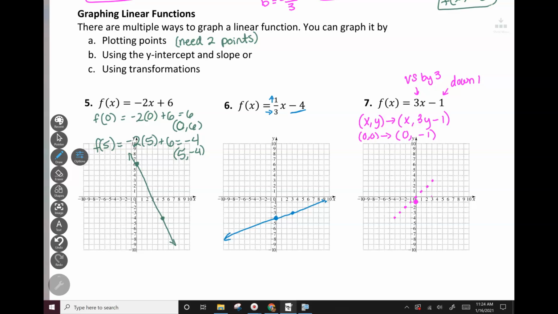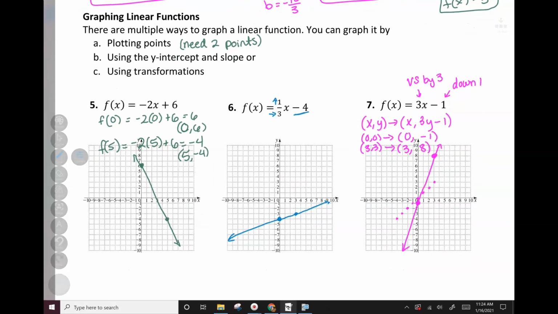Now I'm going to pick a different point. Let's do 3, 3 on the parent function. How is that going to change? Well, the x, again, is not going to change. The y is going to become 3 times 3 is 9, minus 1 is 8. So it will become 3, 8. And then you could sketch the line through those 2 points. So that's how you can use transformations to graph a line. Not that you would want to if you have the option, but it does apply.